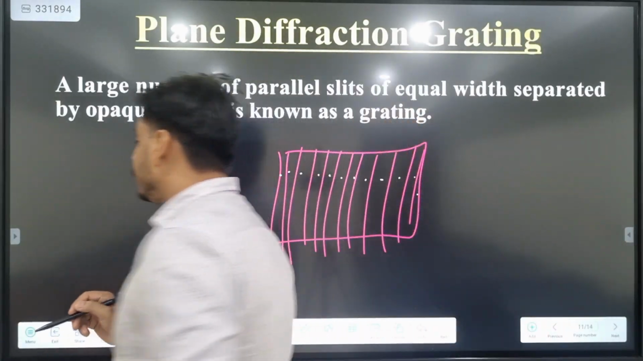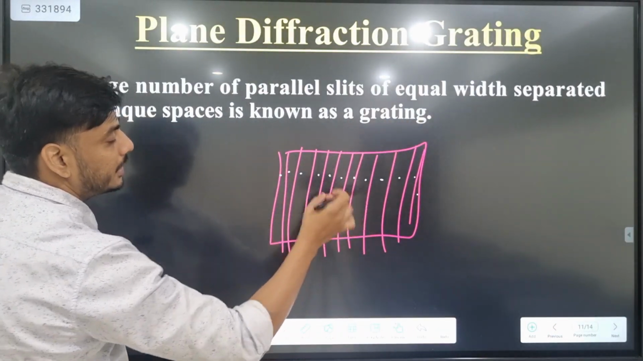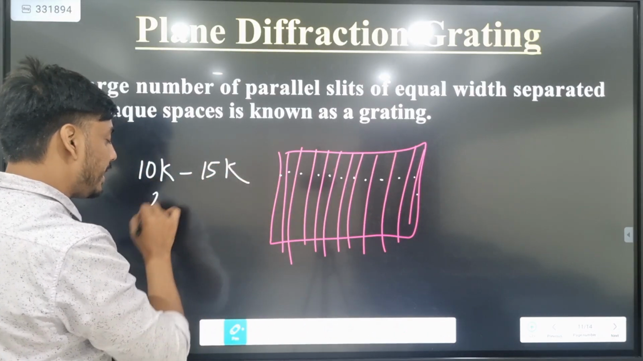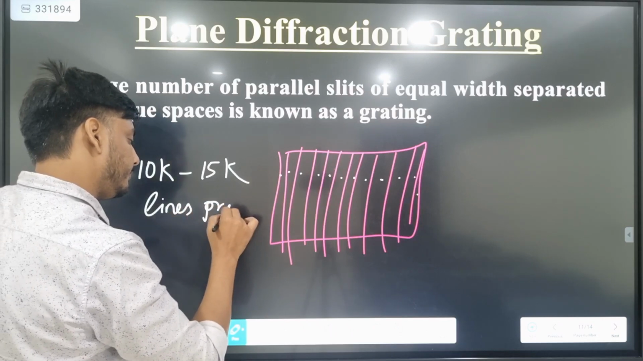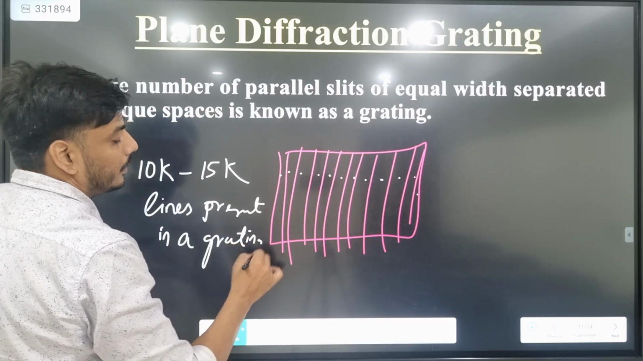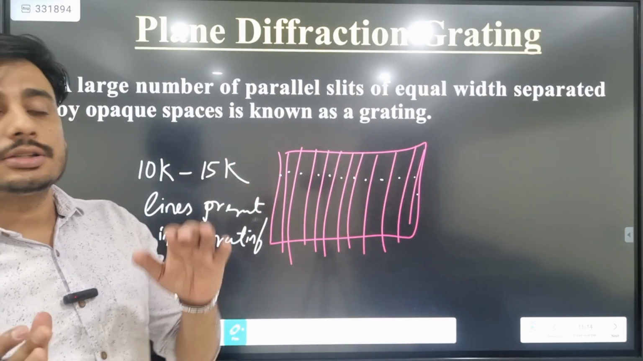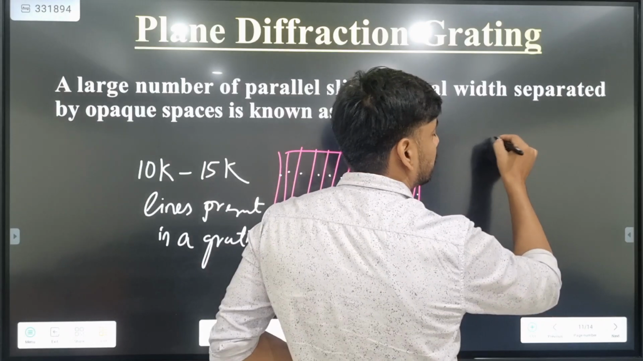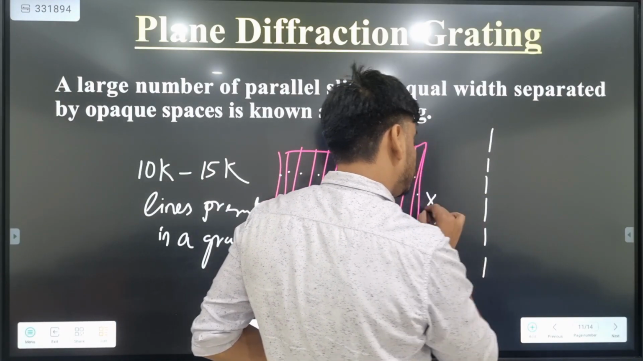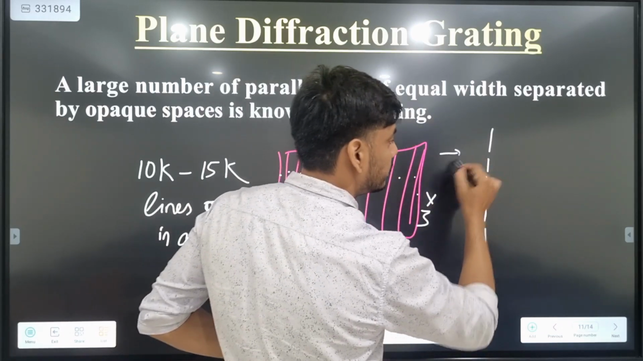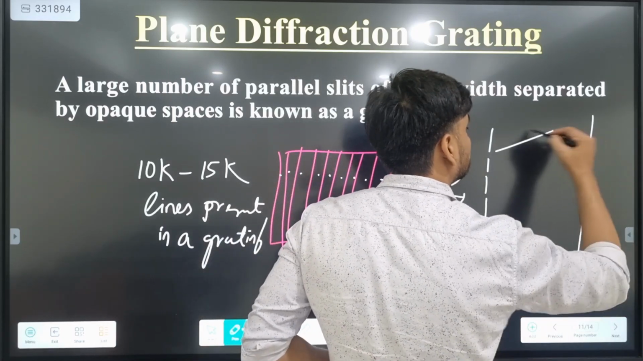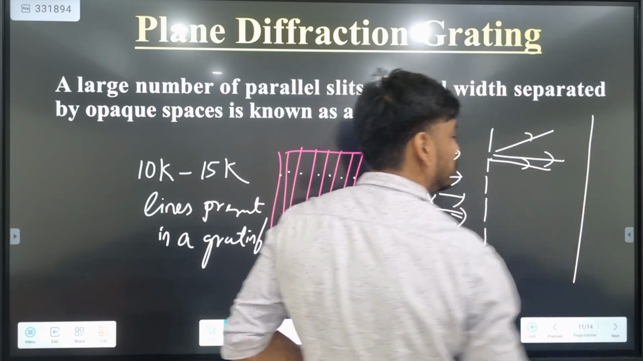Generally, diamond cutters are used to create these opaque lines over a glass, and there are 10,000 to 15,000 lines present in a grating. For example, if we plot a grating, when the source is there, light will travel in all possible directions, and on the other side we can see the bending of light.